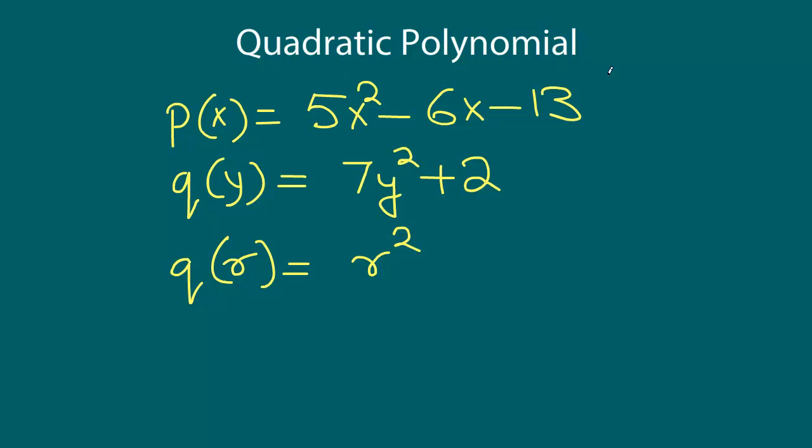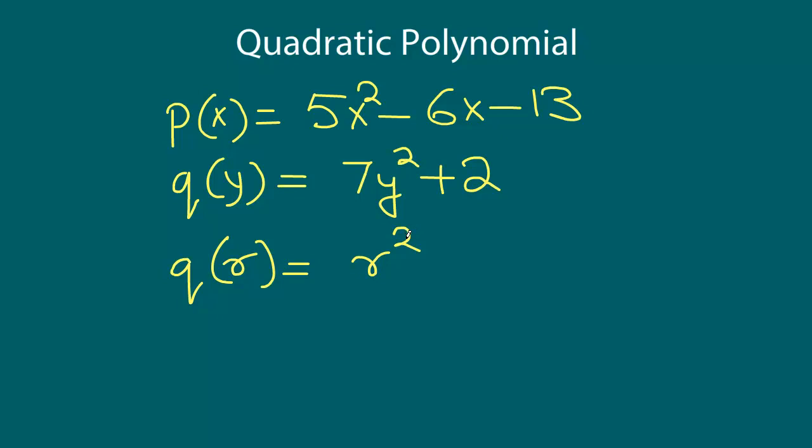We know quadratic polynomials are polynomials that have a degree 2. So if you look at the first example here, the degree of this polynomial is 2. Here, this is a polynomial in y, and here the degree of this polynomial is 2. And here this is a polynomial in a variable r, and here the degree is 2.